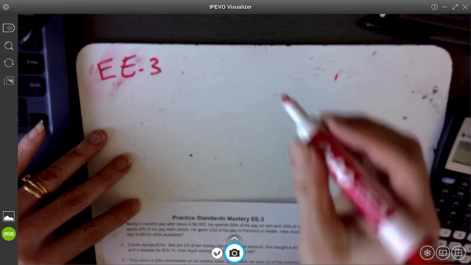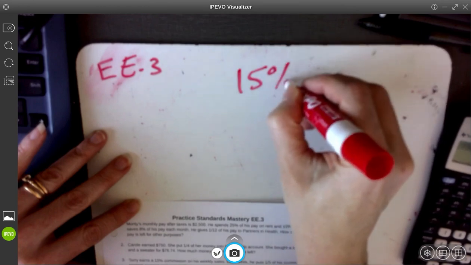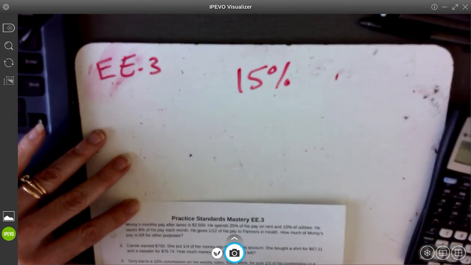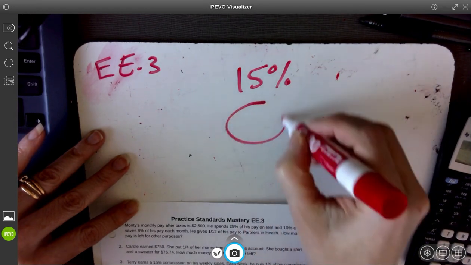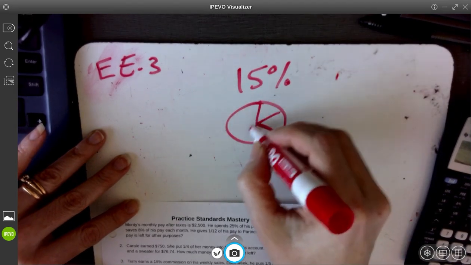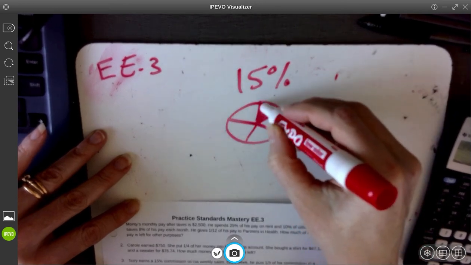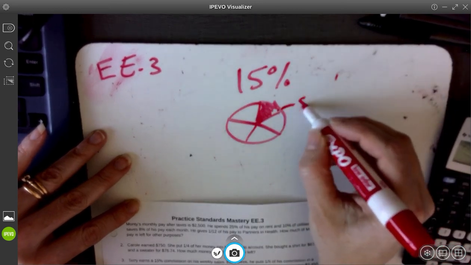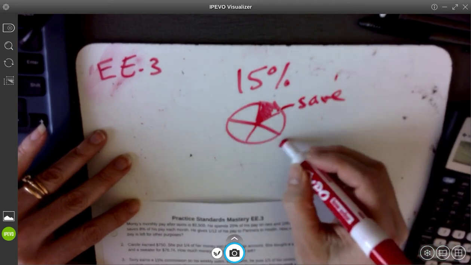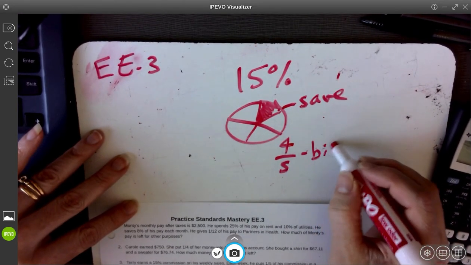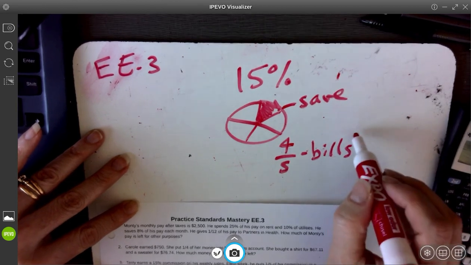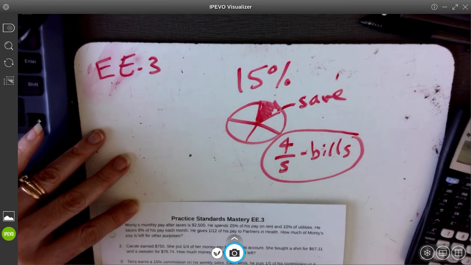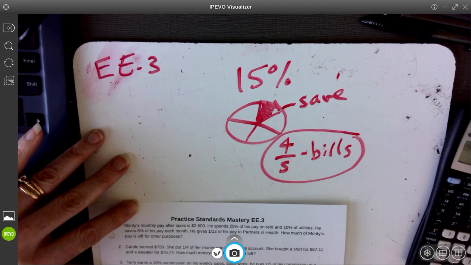Number 3, Terry earns a 15% commission on his weekly sales. Each week he puts 1/5 of his commission in a savings account and spends the rest on bills. So of that 15%, I know I'm dividing it up into 5 pieces, where 1 is going to be his savings and 4 are going to be for bills. If Terry's sales for 1 week are $2,450, how much money does he use on bills? So right away, I know I need to find 4/5 of whatever his total commission is.